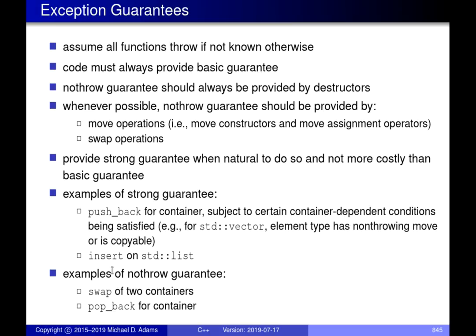And then a couple of examples of things that make the no-throw guarantee in the standard library. If you do the swap of two containers, basically there's a swap function that you can use to swap the contents of two containers, this is guaranteed never to throw under any circumstances. And pop back is another example. Pop back, I think, for at least most of the containers or all of the containers makes a no-throw guarantee. Any questions?